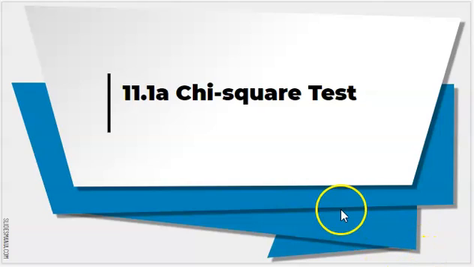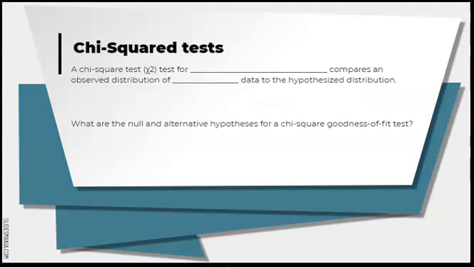In Chapter 11, we're going to look at something called the chi-squared test. It's another test for inference. A chi-squared test, and notice the symbol, it's a capital X squared. That's what we say, chi-squared.